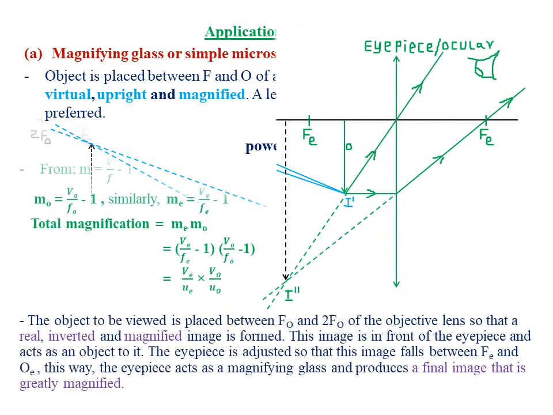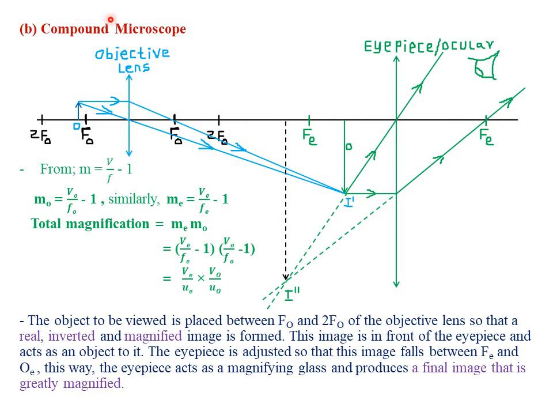Next, we look at the compound microscope, which is just a modification of the simple microscope. It usually has two lenses. That is the objective lens, which is the lens closer to the object. So it is called an objective lens because it is placed closer to the object. Then we have the eyepiece, also called the ocular. It is called the eyepiece because this is the lens that is placed closer to the eye of the observer.